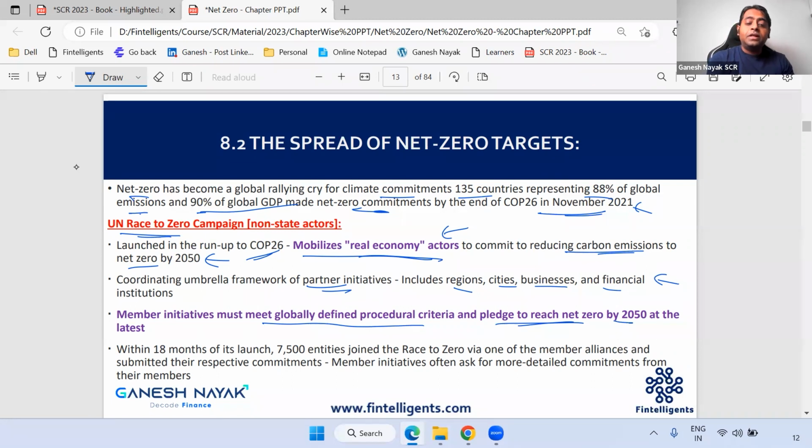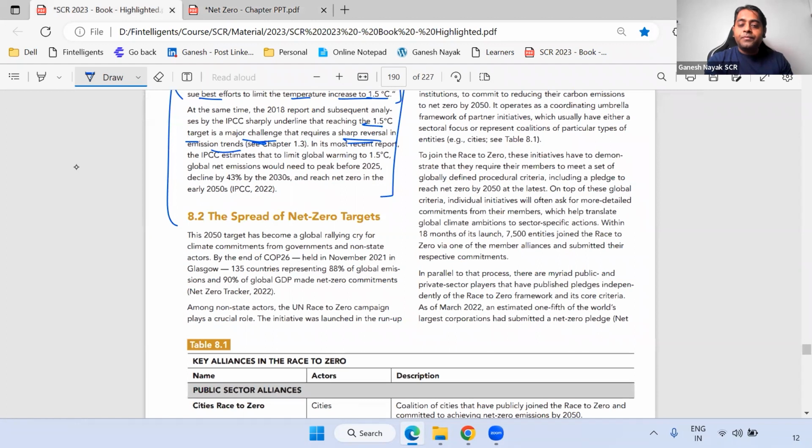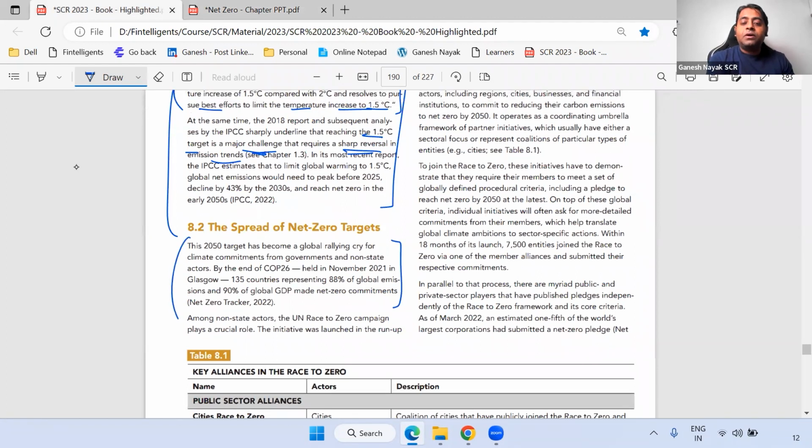Within 18 months, 7,500 entities have joined the Race to Zero Alliance, because of which there has been more detailed commitment from members, including regions, cities, and businesses, on how they are going to reach net zero. I'm taking a pause, taking you towards the book. The first point talks about how in COP 26, 135 countries talked about net zero commitment. Among non-state actors, the UN Race to Zero campaign plays a very crucial role.